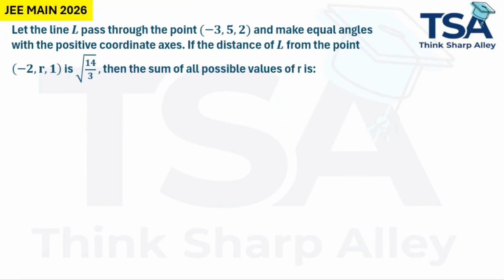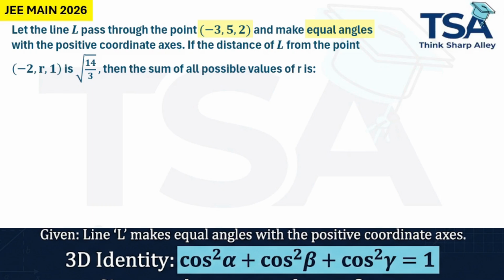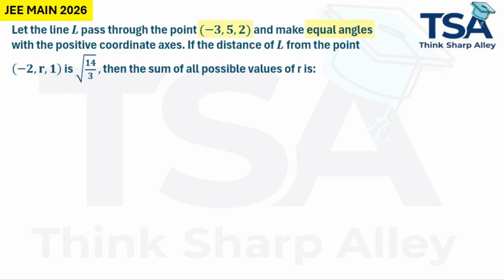We have the line L passing through the point (-3, 5, 2), and look at the first constraint. The line makes equal angles with the positive coordinate axes. Standard methods make you solve the 3D identity cos²α + cos²β + cos²γ = 1 just to find the direction cosines first.